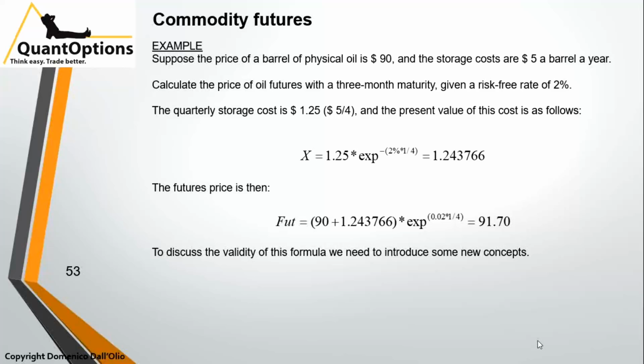It's the same, more or less. And the result is 1.243766. The futures price is then equal to the spot price $90 plus the present value of storage costs, 1.243766, times e to the power of plus 2% this time, because we are capitalizing onward, times a quarter of a year. The result is $91.70. But to discuss the validity of this formula, we need to introduce some new concepts.